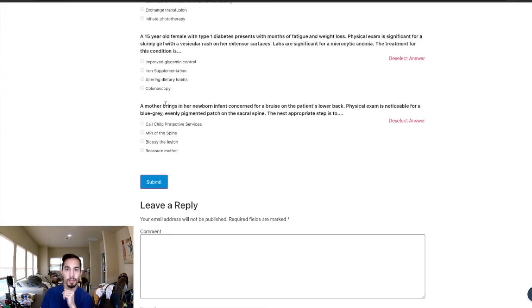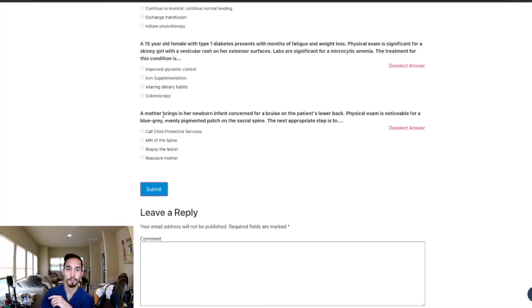What is the name of this lesion? Well, colloquially, it's called the Mongolian spot, but its actual term is congenital dermal melanocytosis. And it's a benign lesion. Just monitor, reassure the mother, but nothing to do. No MRI of the spine, don't biopsy it, and definitely don't call Child Protective Services.